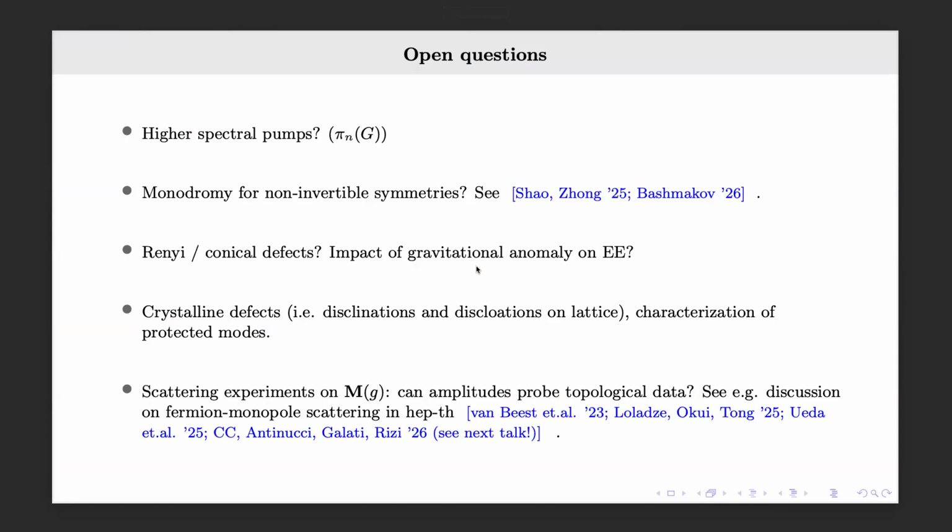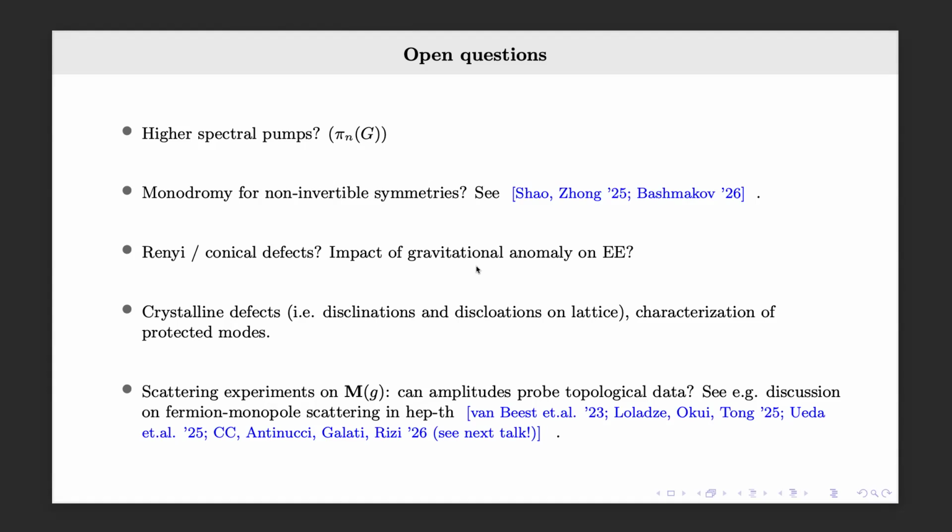Yeah, the point would be, here I told you what detects pi one of G, you can have some type of Thouless pump. In the gapless setting, you're pumping gapless photons. If you have higher spectral pumps, higher pi's, you have to perform pumps in higher dimension. The way it works on the boundary, Brandon told me this so I'm just repeating, is that you can have, for example, local operators like fermions that are present on the boundary and encode the higher monodromy groups. But there is no complete theory of this.